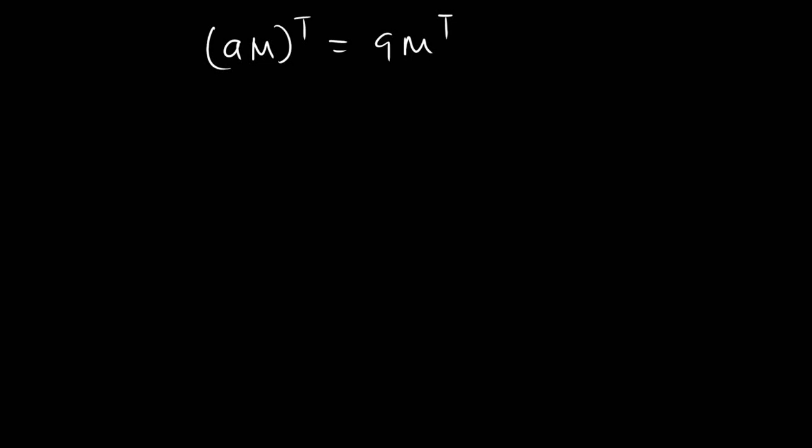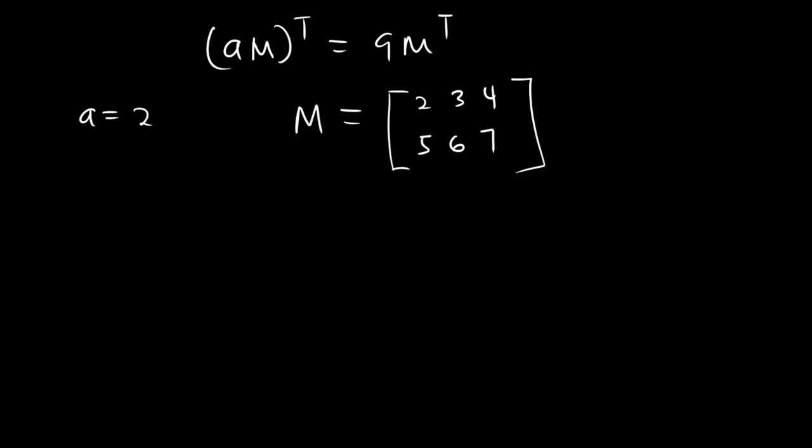Let's try an example to see if this is true. So I have the scalar A, which is equal to 2, and then I have the matrix which has the following entries: 2, 3, 4, and then 5, 6, 7. Okay, so this is matrix M. So now let's find the product of matrix M and the scalar A.